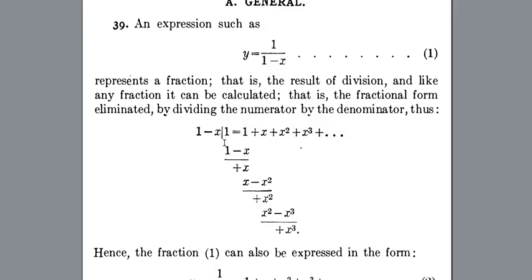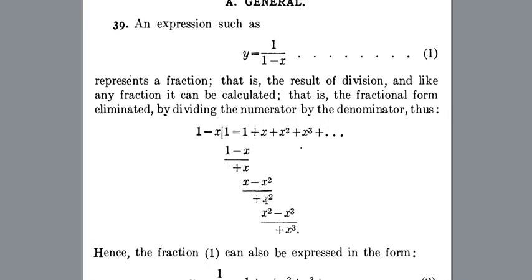First division, divide 1, the numerator, by 1, the constant part of the denominator. The result is 1. The remainder is negative x. Second division, divide the remainder, negative x, by 1. The result is positive x. The remainder is x squared.